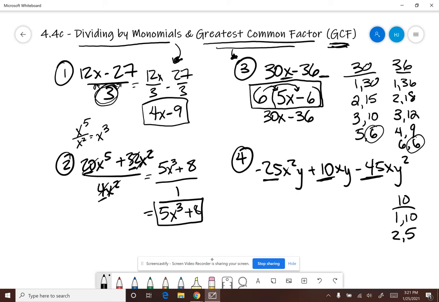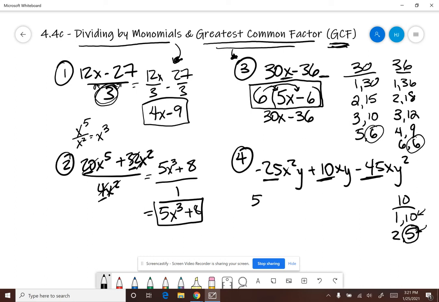So then I'm looking for the greatest factor, right? Does 10 go into 25 or 45? No. 5 is my next greatest common factor. And as a matter of fact, 5 will go into all these numbers. And so we know that 5 has to be the greatest common factor. So I'm going to go ahead and pull out a 5 right here. Okay, so I've got the coefficient dealt with.